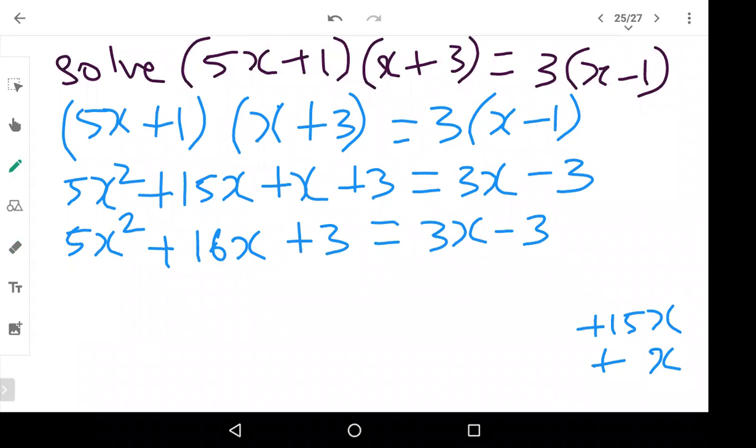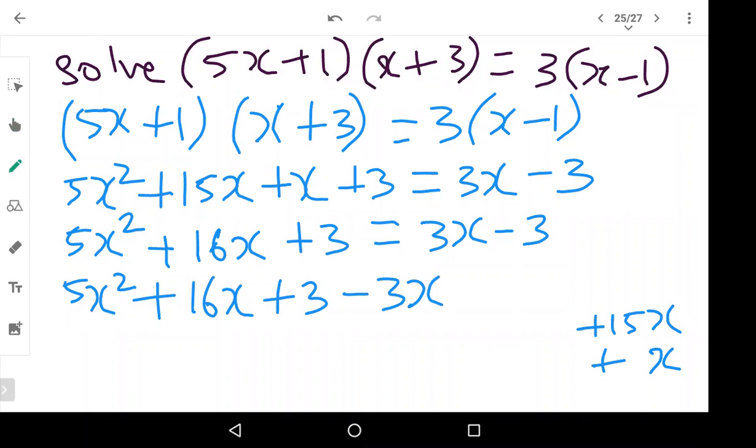Now next step, I'm gonna take all of this 3x minus 3 to this side. So what will it become? 5x square plus 16x plus 3. This 3x will come to the other side. It will become minus 3x. And if minus 3 comes to this side, it's going to become, oops, sorry, it's going to become plus 3 is equal to 0.